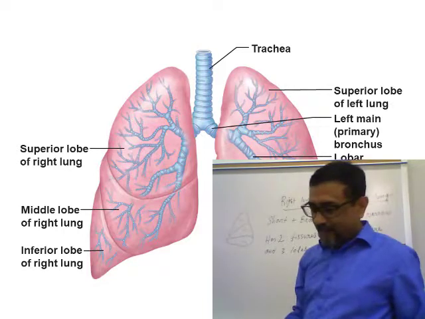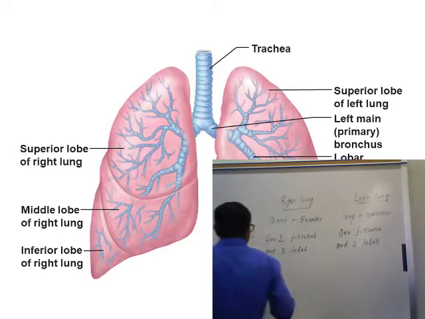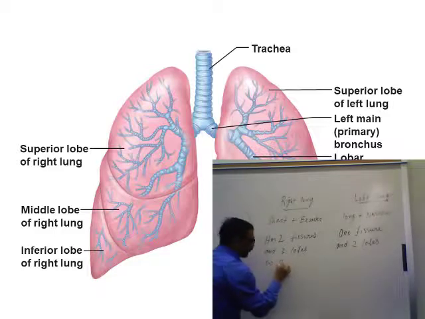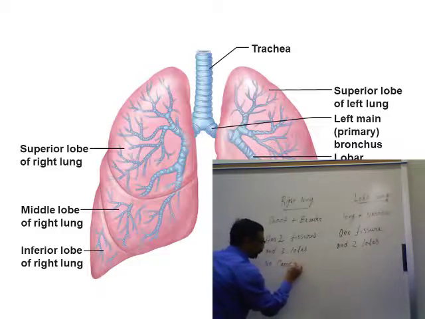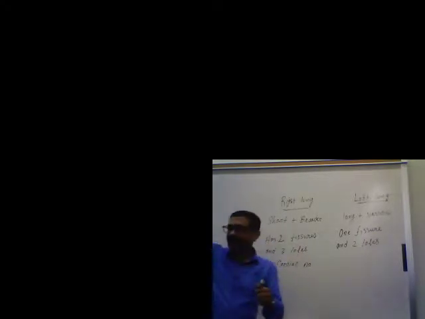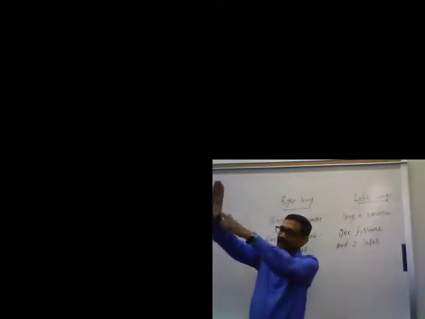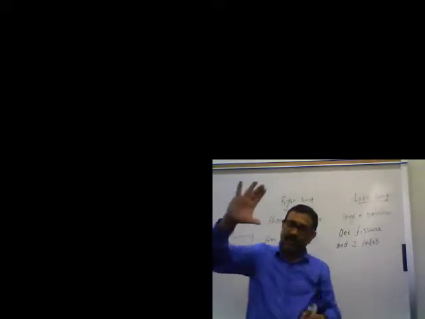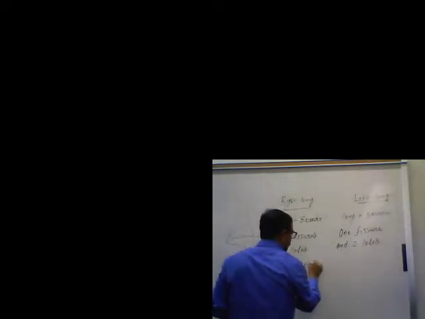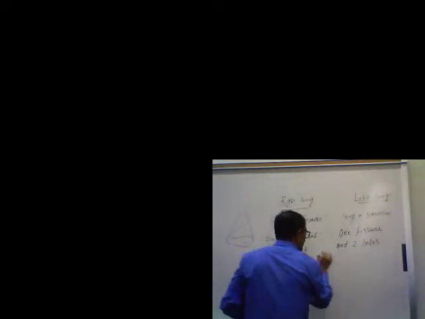Another difference is that in the right lung there is no cardiac notch. A notch is like a U-shaped area, like this. You have seen notches in the bones, right? A notch is a U-shaped area. So in the right lung there is no cardiac notch, but in the left lung you have a cardiac notch.